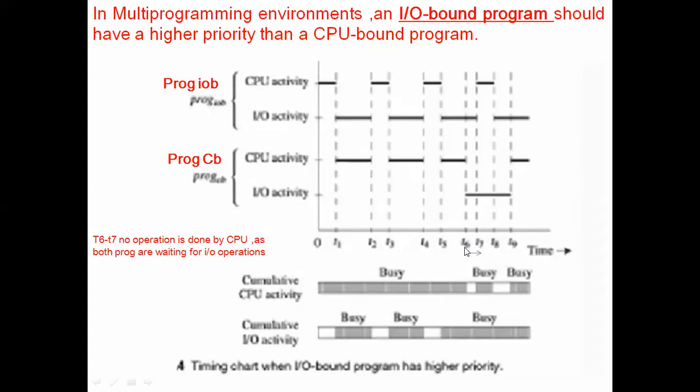The second thing to be noticed here is, say, from period T6 to T7. What is happening here is that in the time period T6 to T7, no operation is done by the CPU. See here and here, no CPU activity is being performed by both the programs. Why? Because both the programs are waiting for the IO operations. So this particular point, as well as the IO programs which are given highest priority, can be explained using this particular timing chart.